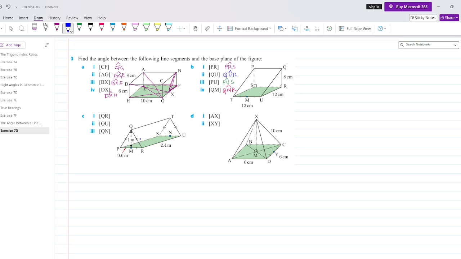In this figure, QR is this line, its projection is MR, therefore the angle is going to be QRM. QU is this line, its projection is going to be MU, therefore the angle is going to be QUM. Now QN is this line, therefore its projection is going to be MN, and the angle is going to be QNM.